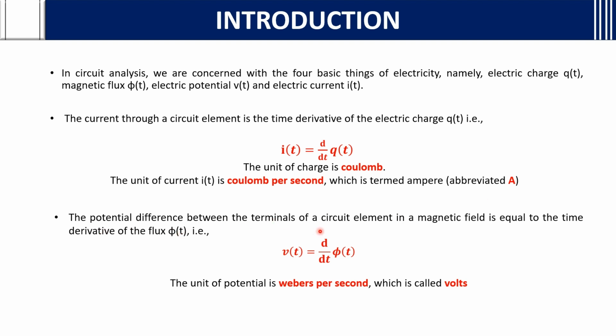The potential difference between the terminals of a circuit element in a magnetic field is equal to the time derivative of the flux phi of t. That is V of t is equal to d by dt of phi of t. The unit of potential is Weber per second. Why? Because phi of t is Weber and t is second. Weber per second, or simply we call it volts.